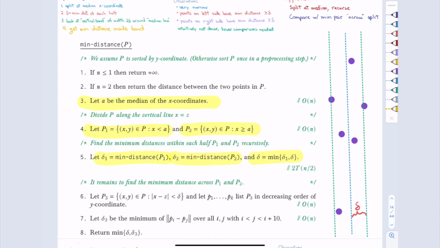Okay. And now, I'm assembling a set P3 of points that lie in the middle band. Okay, here's another typo. That Z should be A. At some point I changed all the Z's to A. Okay. So, P3 represents all the points in the middle band. Okay? And sort those points by y coordinate, which takes n log n time.